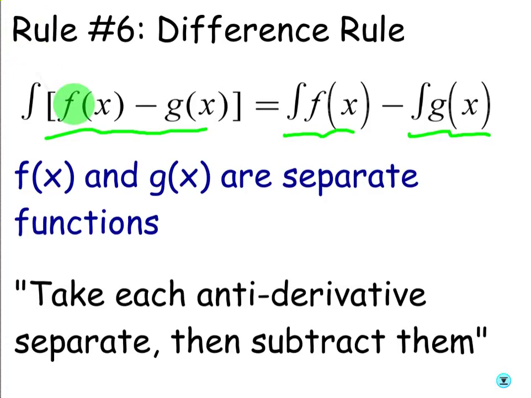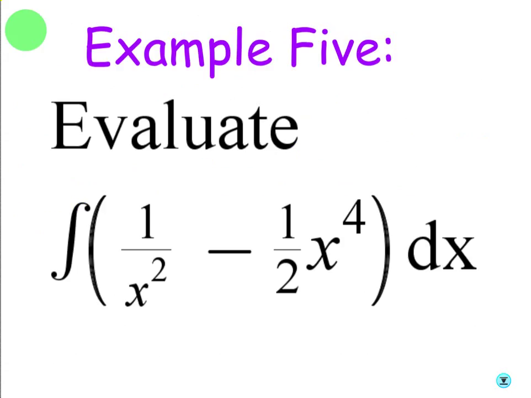Okay, and since you can add two antiderivatives, why not subtract them? If you're subtracting two functions and you want to find the antiderivative, why not just find the antiderivative of each and subtract whatever you get? So, the antiderivative of 1 over x squared minus 1/2 x to the fourth. Again, we can call this our red function and this our blue function. We will just find these two separate antiderivatives, and then whatever that is, that'll be our answer.